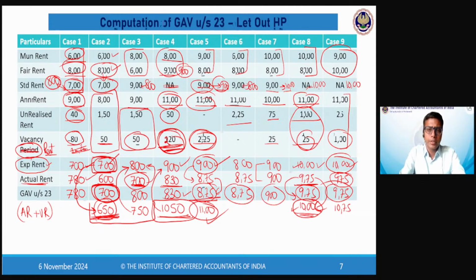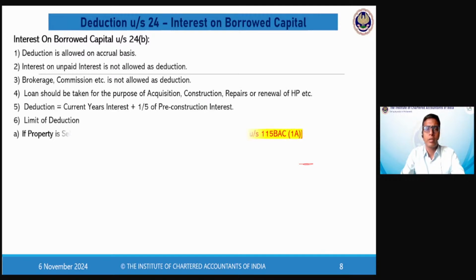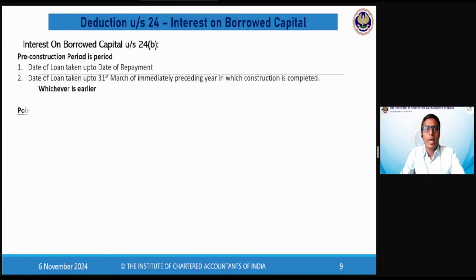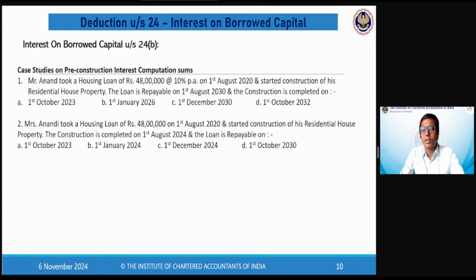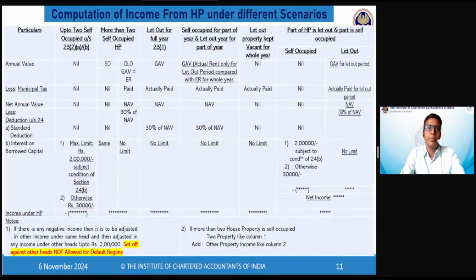Okay, students. So with this, we have completed everything relating to GAV. Now tomorrow we'll discuss the interest part, the conditions of interest, then the calculation of interest, again firstly the theory and then the practical part. I've crafted 2 cases for understanding the interest computation, and then we will go to computation of HP under different case scenarios, right?